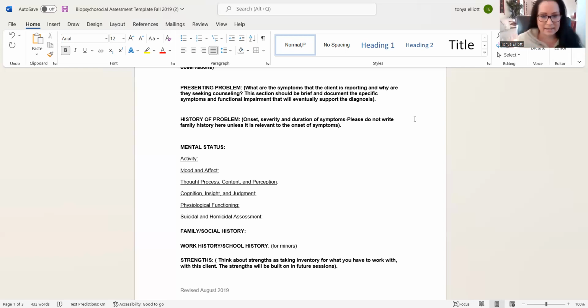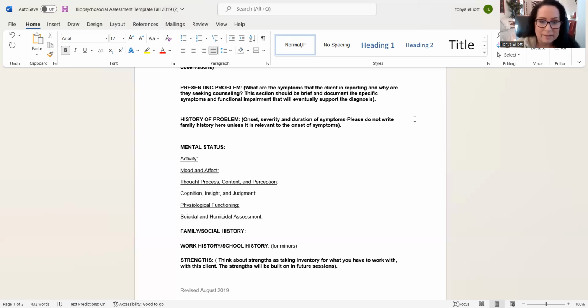So activity is like psychomotor activity. Are they fidgeting in their seat? Are they biting their fingernails? Are they blinking a lot? Are you noticing any tics or anything like that? So activity is important to document accurately from what you are observing in that very moment.